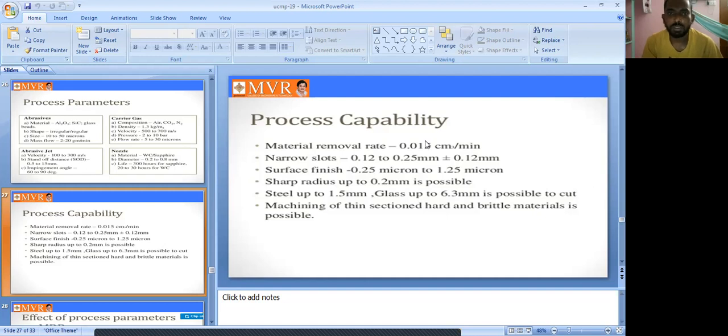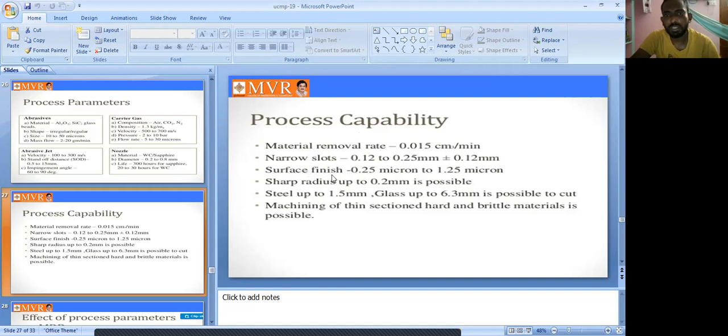Okay, so first let us see what is the process capability. The material removal rate is 0.015 centimeter per minute. So the process capability of the abrasive jet machining process is 0.015 centimeter per minute, we are removing the material. Next one is narrow slots, 0.12 to 0.25 mm, plus or minus 0.12 mm. So these dimensions we are achieving in narrow slots.